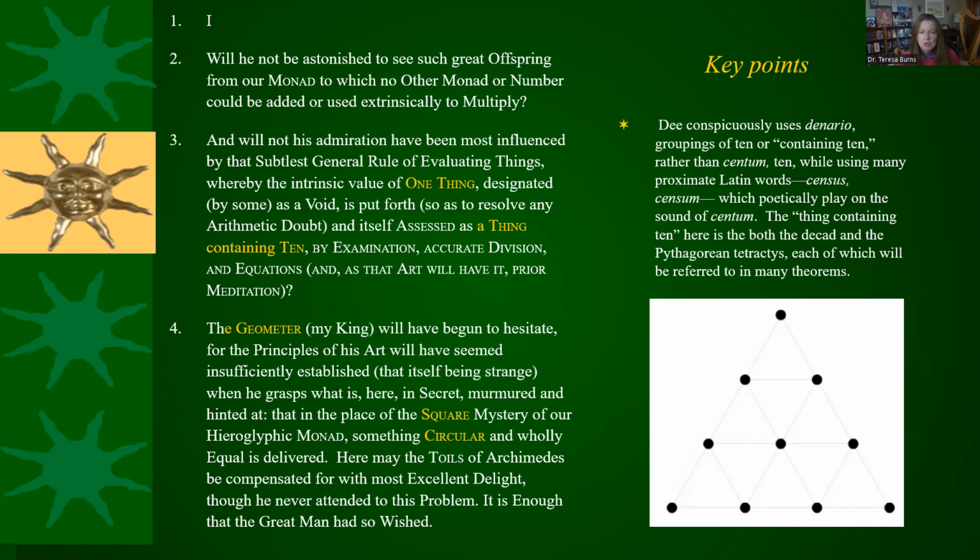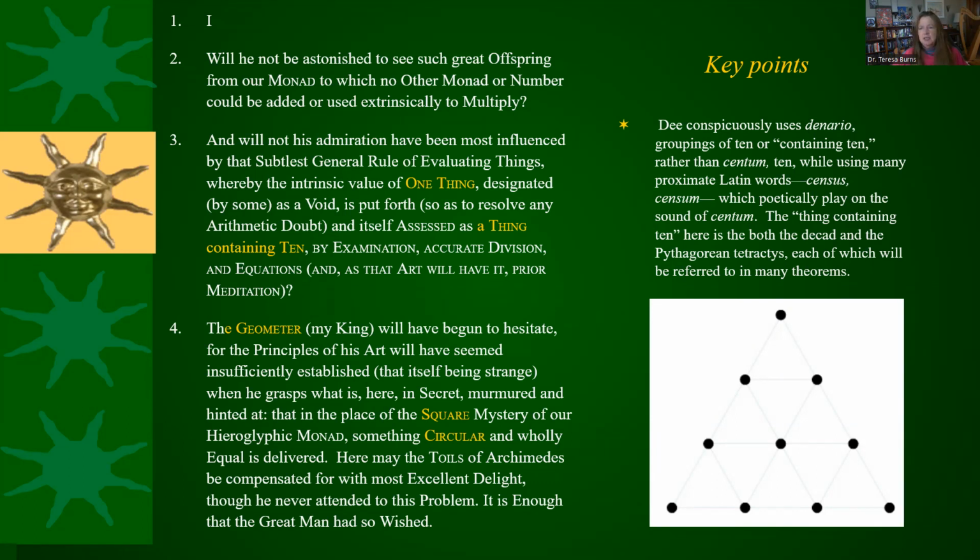Then he's going to go on in three when he talks about the one thing, and he's going to use some language that is a bit conspicuous. Let me explain after I read this. Dee says, will not his admiration have been most influenced by that subtlest general rule of evaluating things, whereby the intrinsic value of one thing, right, spelled out and in caps, small caps, designated by some, not Dee, as a void, is put forth so as to resolve any arithmetic doubt, and itself is assessed as a thing containing 10 by examination, accurate division, and equations, and as that art will have it prior meditation.